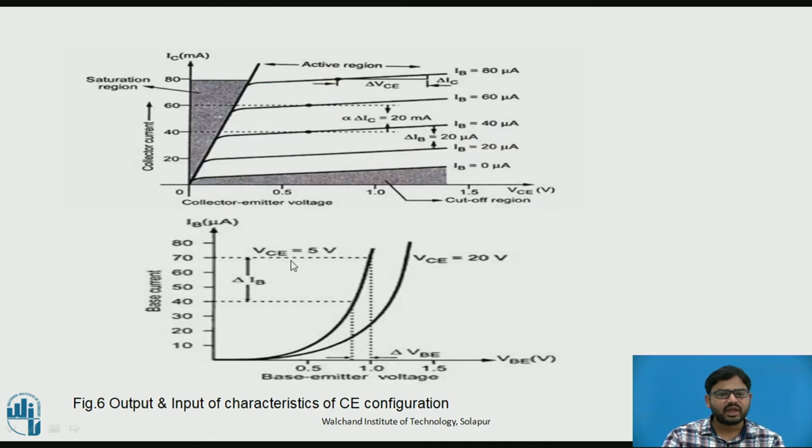These are the input and output characteristics. This is the output characteristics of a transistor for the CE configuration, and this is the input characteristics of the CE configuration. In the output characteristics, you can see the region is divided into parts: a saturation region, a cutoff region, and this is what is called the active region.